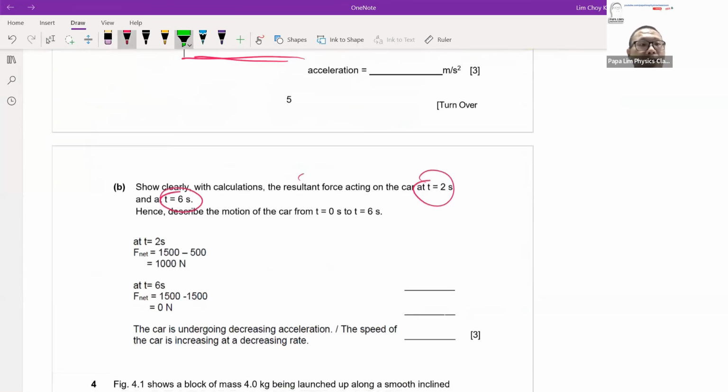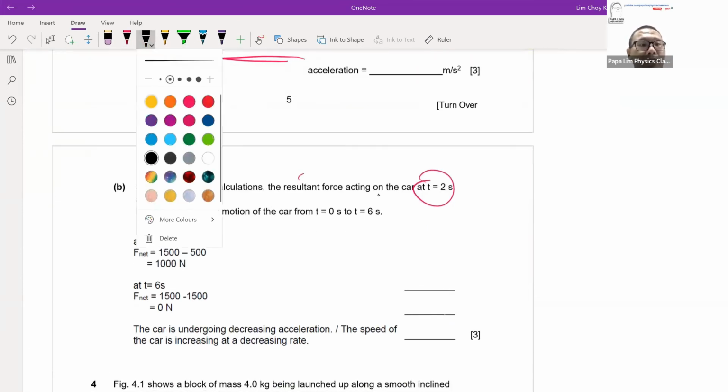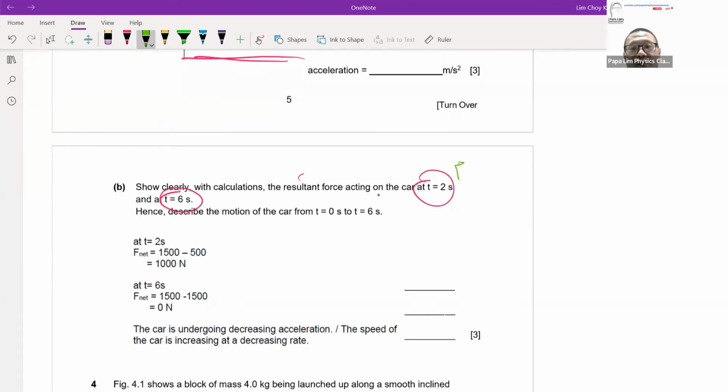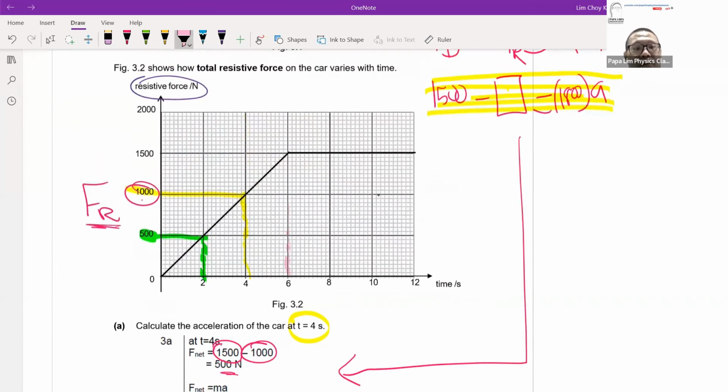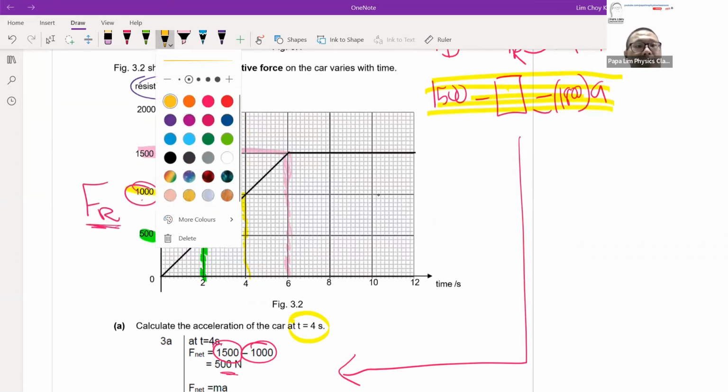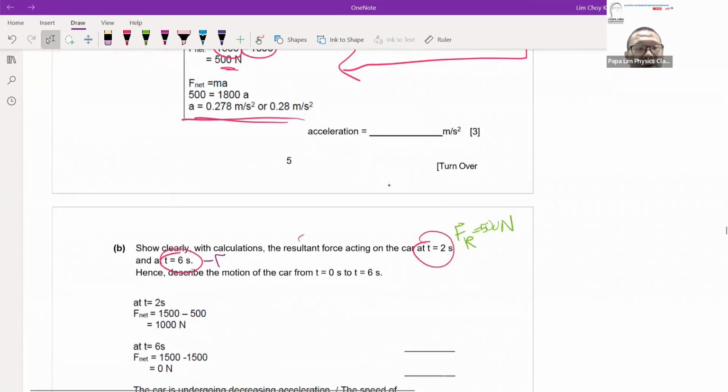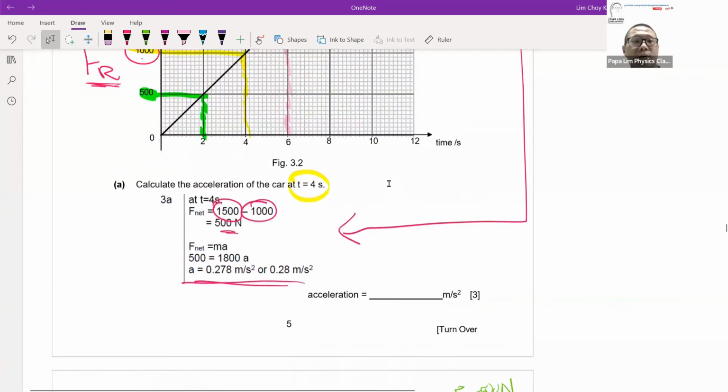The second timing I'm looking at, let me write it down first before I forget. So the resistive force here is 500 Newton. At 6 seconds, 6 seconds is here. Resistive force is 1,500. So this is 6 seconds, and the resistive force is 1,500 Newton.